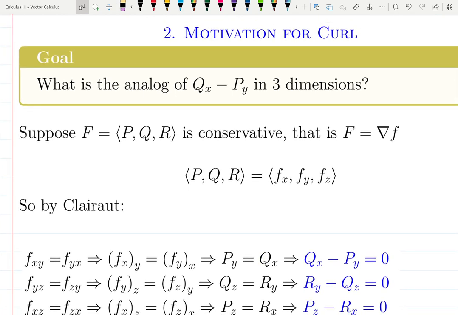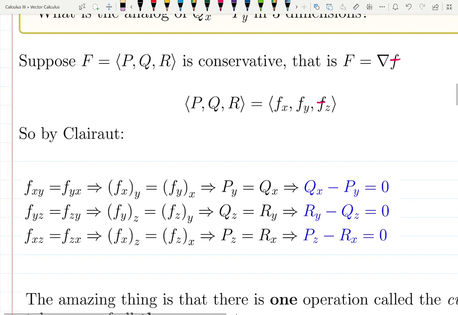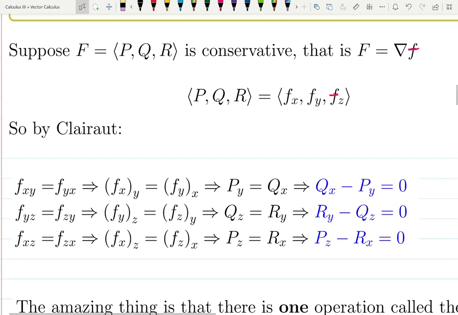Suppose F is conservative, and we know what that means. But let me remind you, this function F exists. We found it. It's called a potential function. So P, Q, and R will be the partial derivatives of F with respect to the corresponding variables X, Y, and Z. We remember when we started learning partial derivatives, there was Clairaut's theorem saying that the mixed partial derivatives match.